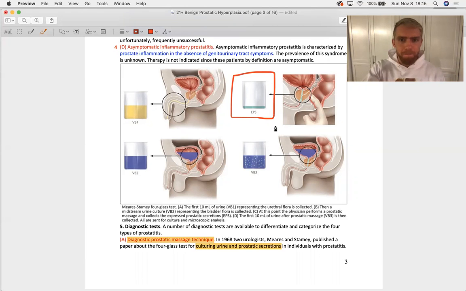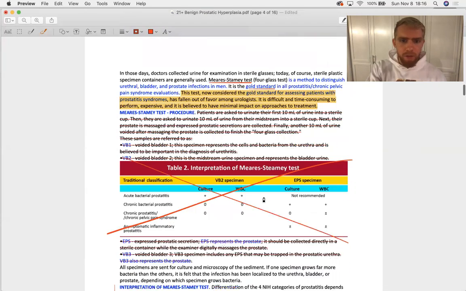Now, this EPS shot right here, this is our money shot, because as you can tell, you are actually squeezing the prostate like you're juicing an orange. And so those secretions are going to pop right out the tip of the urethra. You'll catch them in a jar and you'll culture that. And then you will also culture the very last urine specimen that you get. I think it's the last one.